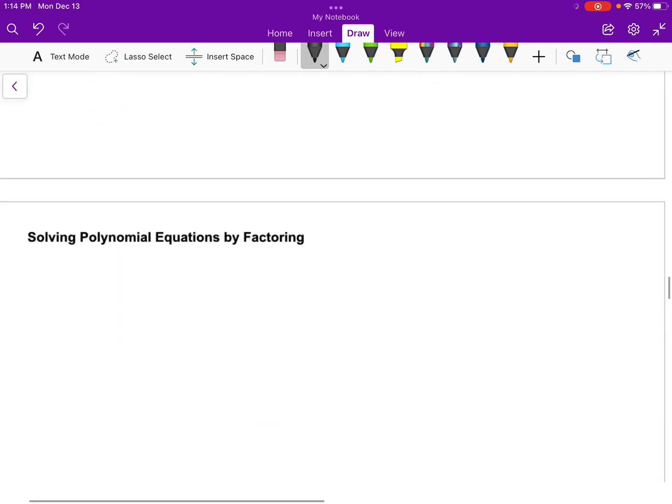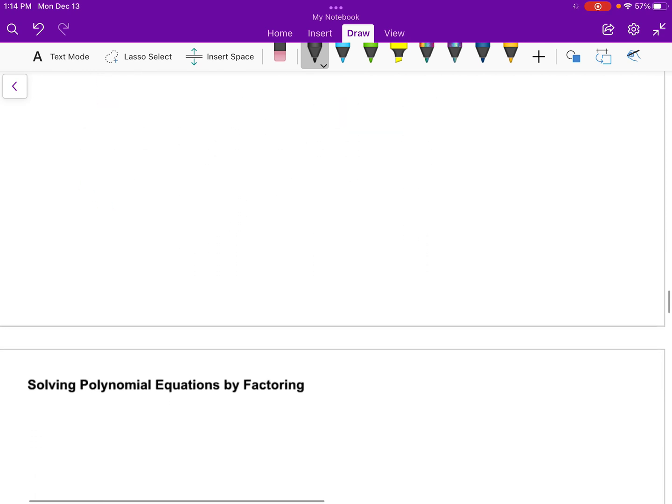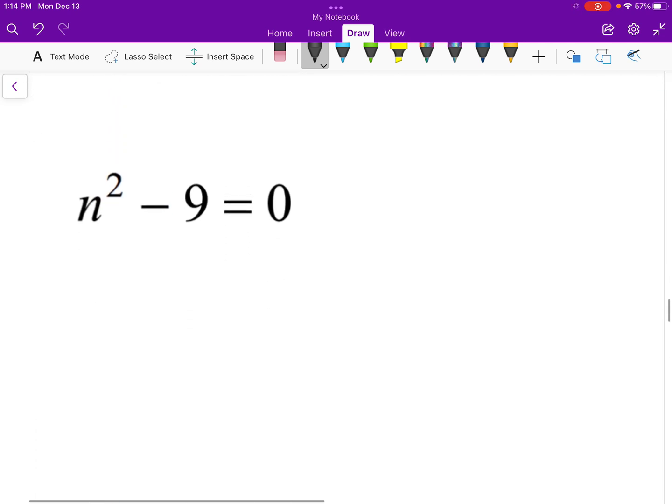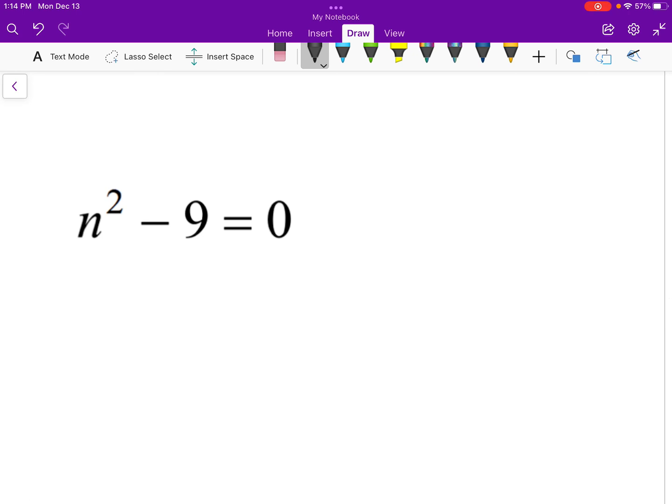Now I'm going to skip past that one. I want to get to one that's not in standard form already. Let's actually do this one first, though. So let's go ahead and solve this.